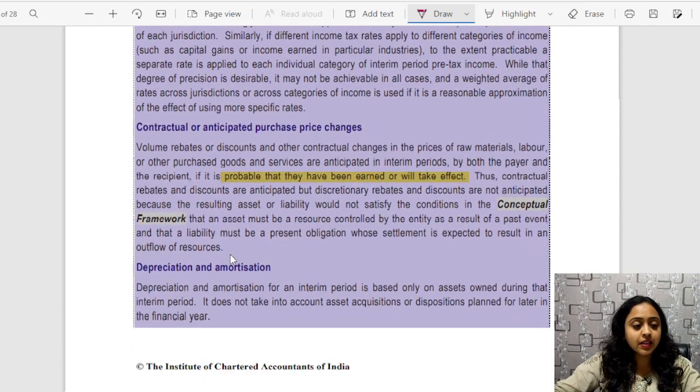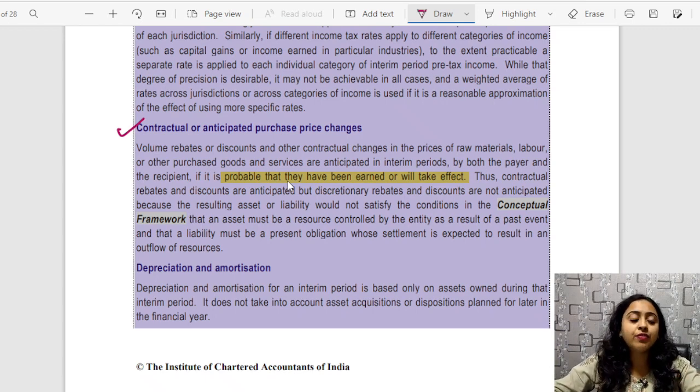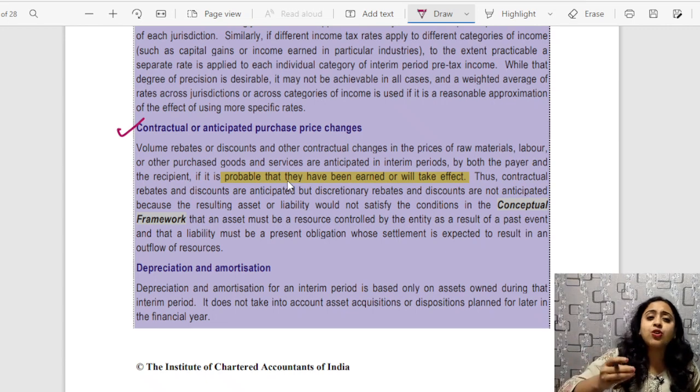Okay. Next, contractual or anticipated purchase price changes. For example, there have been any discounts announced. For the Diwali year end or October end, if you are able to sell 1000 units, you will be receiving a 10% extra discount. Any such contractual or anticipated price changes, further discounts, vouchers, or changes due to any other reason: how will they be accounted for in the financial statements?